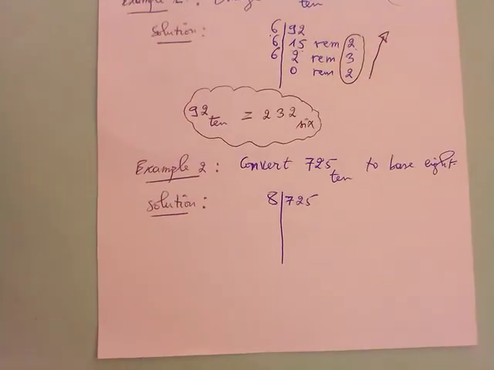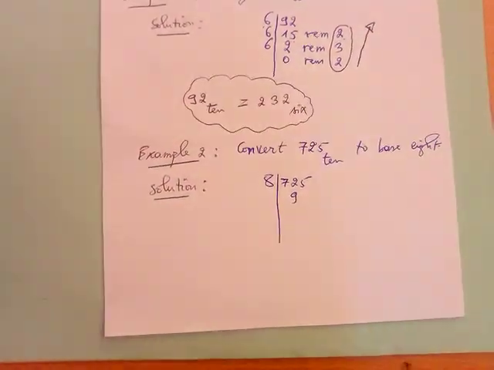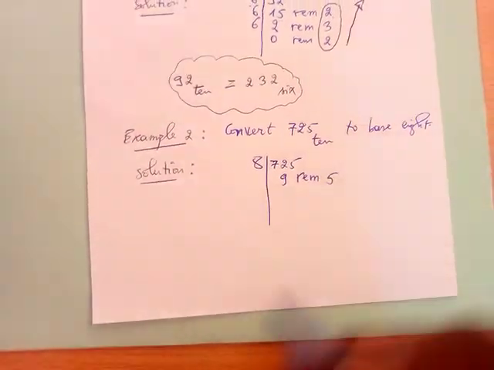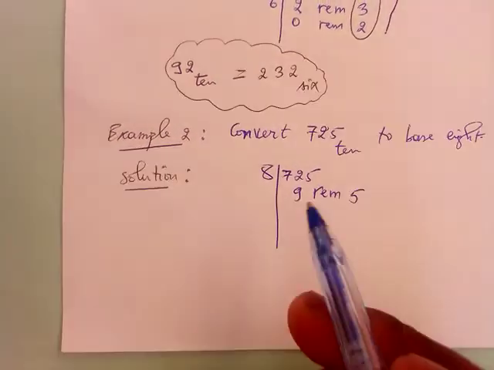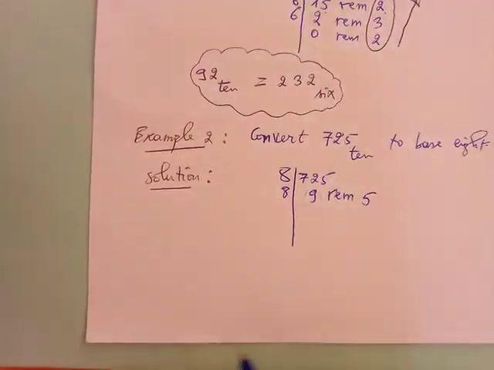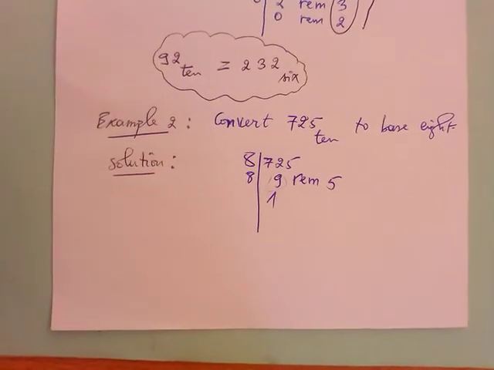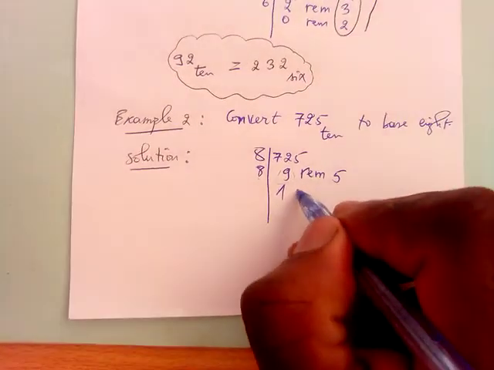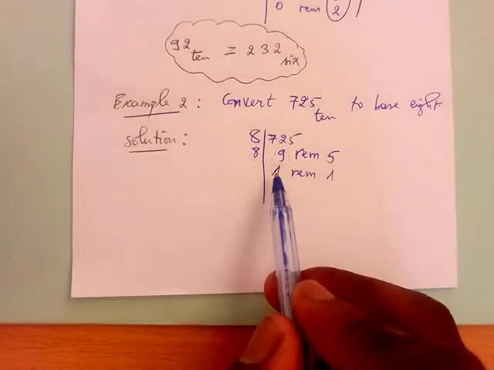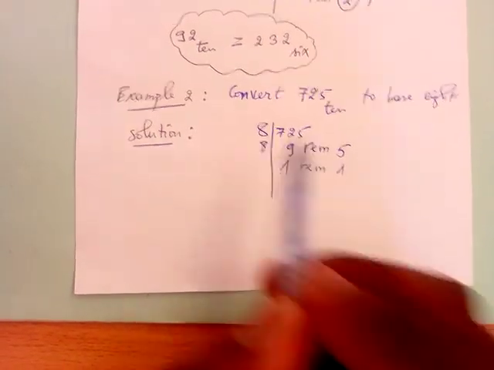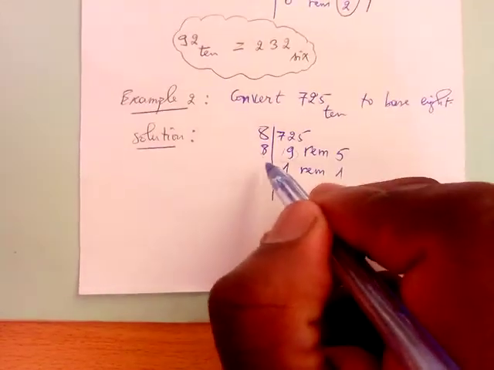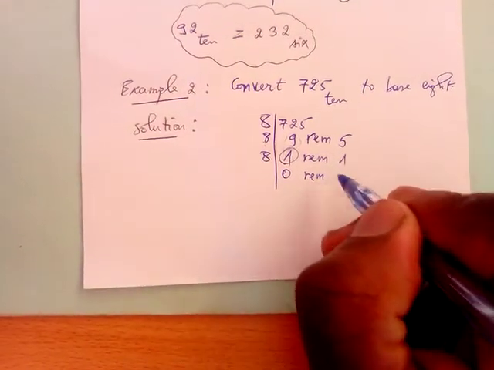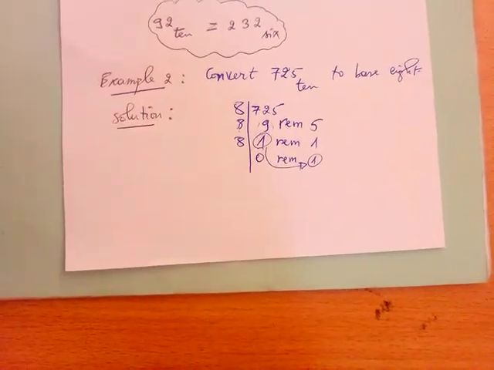If we divide by 8, here we have 90, and the remainder is 5. 90 divided by 8, we have 11, and where 1 times 8 is 8, it means remainder 2. Then 11 divided by 8 is 1, remainder 3. 1 divided by 8 is simply 0, and this 1 becomes the remainder.